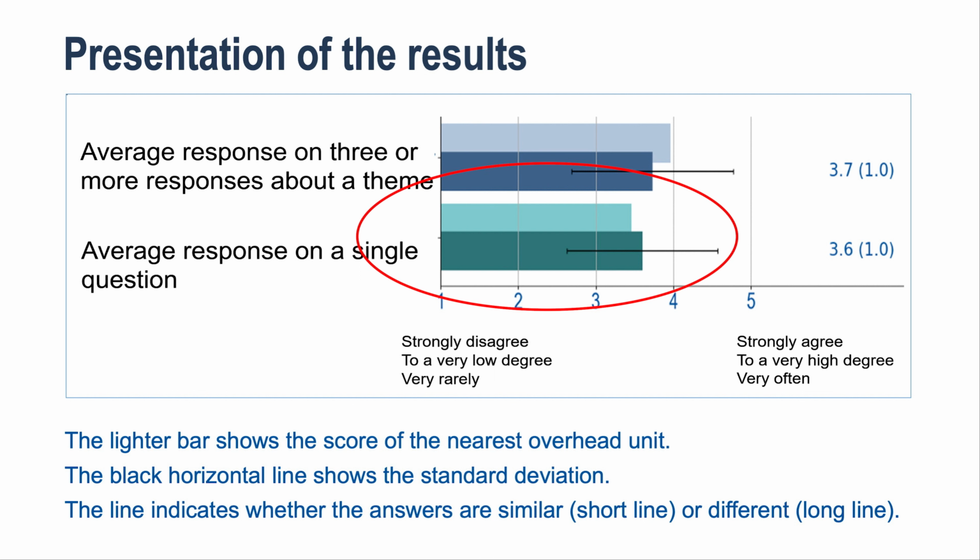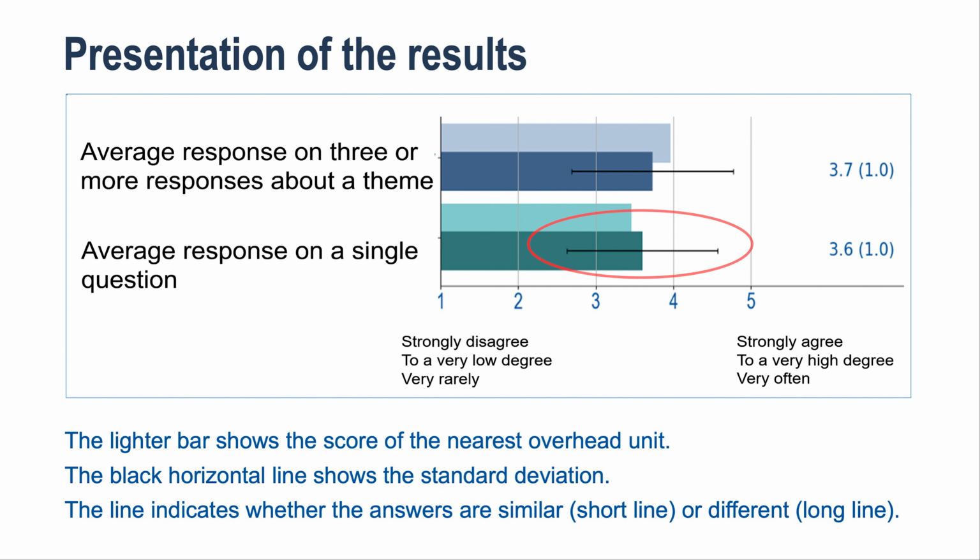When single questions are used, the bar is turquoise. The lighter bar behind shows the average of the unit above. If you are at a department, the lighter bar behind is the faculty. The end point of the column is also shown in the number to the right of the column.